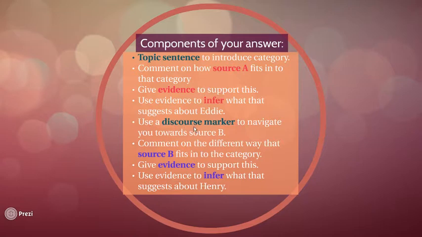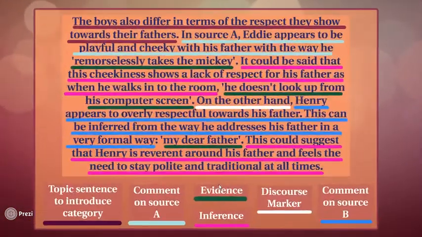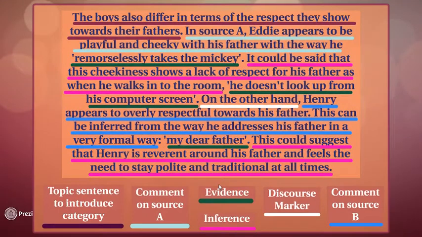You're then going to use a discourse marker to navigate you towards source B, and now it's source B's turn. You're going to repeat that process, but this time with source B. So comment on the way that Henry fits into that category, give some evidence, and then make an inference about what this suggests about the boy. So let's have a look then at what that would look like if you combine that all together in full paragraph form.